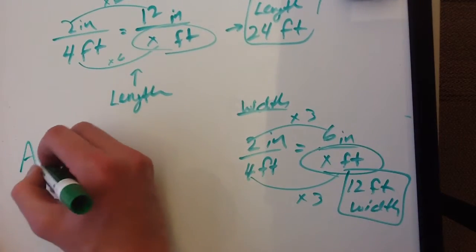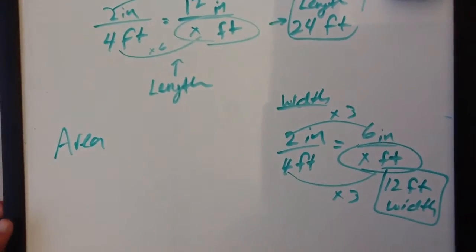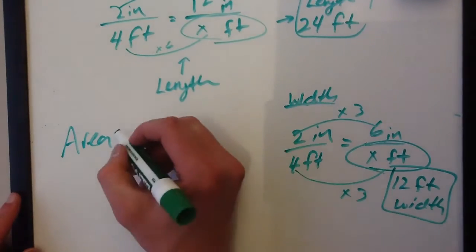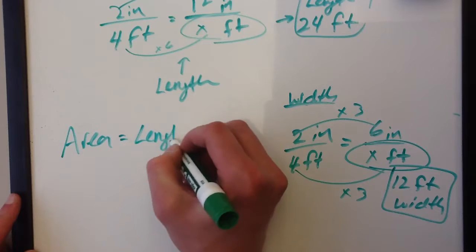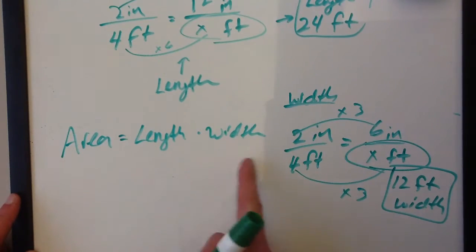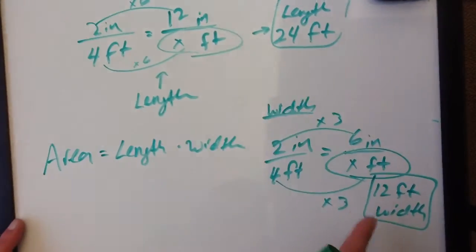You want to know the area. That's the last part. You know the length, you know the width. What is the area in feet? Well, remember the area is equal to the length times the width. All right, so you know these parts now. You just solve for them. That's the length and that's the width.